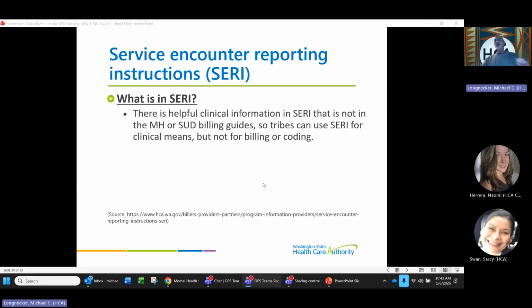We will never use it for billing or coding codes. We won't follow the procedure codes, but we can go to SERI and there's a wealth of information about what behaviors qualify for billing for a service. Like we can go into SERI and we will see that the peer support provider can do medication monitoring along with peer support services. They can also be part of the crisis team. So SERI's got a wealth of information.